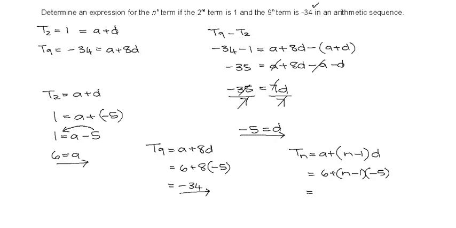Nothing is happening to the 6, so it comes down as is. We have negative 5 multiplied by n. That's going to give us negative 5n. Then we have negative 5 multiplied by negative 1. That's going to give us positive 5. Cleaning up by collecting like terms, okay? I tend to like to start with my variable first. So I'm going to put there negative 5n. And then we have 6 plus 5, and that is plus 11. And bam! That is your answer.